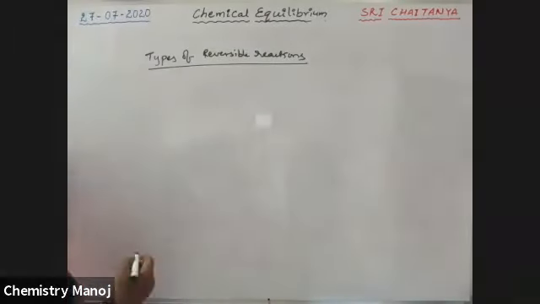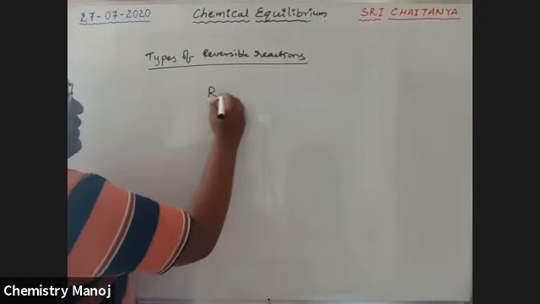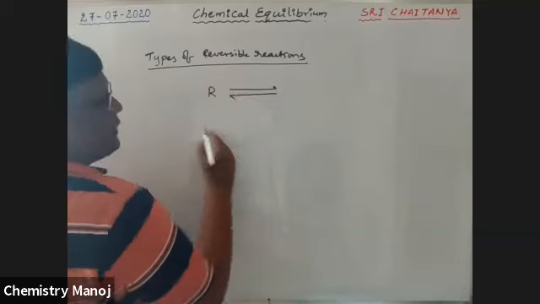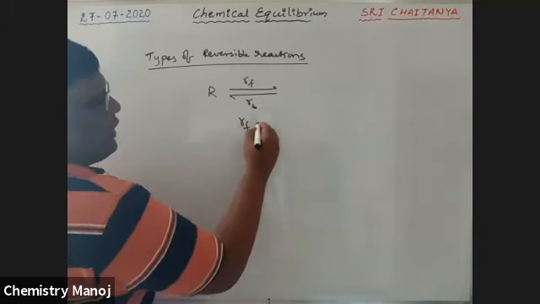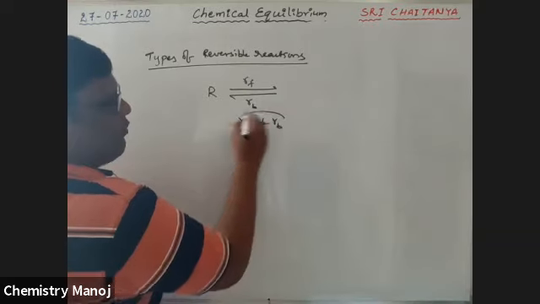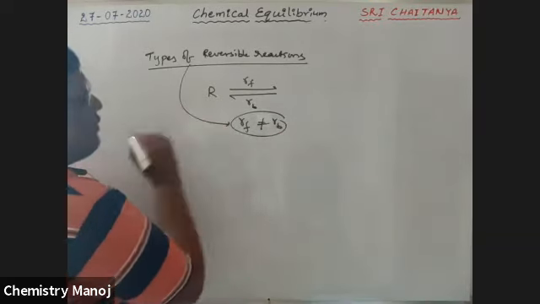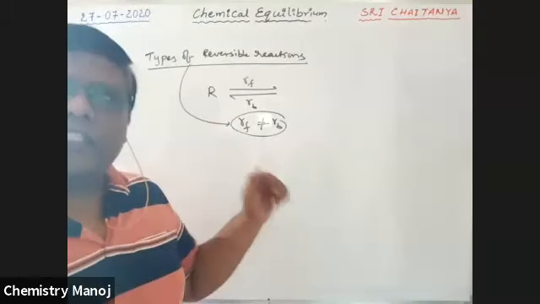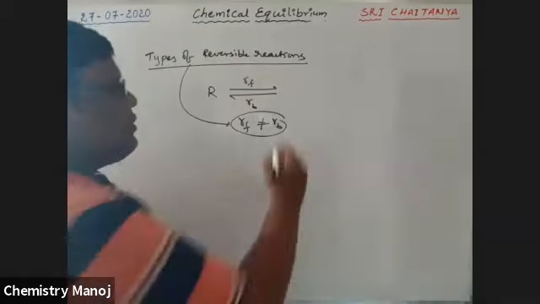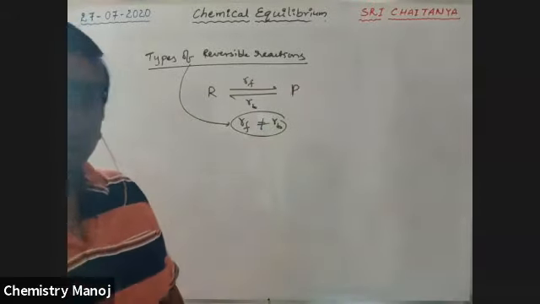So see here. In a reversible reaction, reactants convert into products. The rate of forward reaction is there, the rate of backward reaction is there, but the rate of forward reaction is not equal to the rate of backward reaction. That is why I am taking reversible reactions. It is not for the equilibrium stage. If they are equal, that is equilibrium.